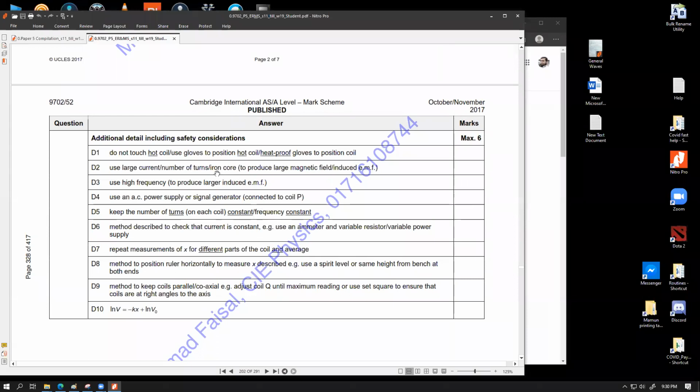They have also proposed incorporating an iron core to have a much stronger induction in the secondary coil. It works, but I think larger current or bigger number of turns are more easily achievable. Use a high frequency to produce a large induced EMF. Okay, the source should have a higher frequency. So this is also to produce a high induced EMF, same purpose. Use an AC power supply or signal generator connected to coil P. So you have to have an AC supply.